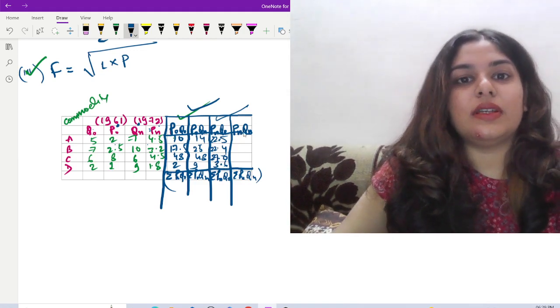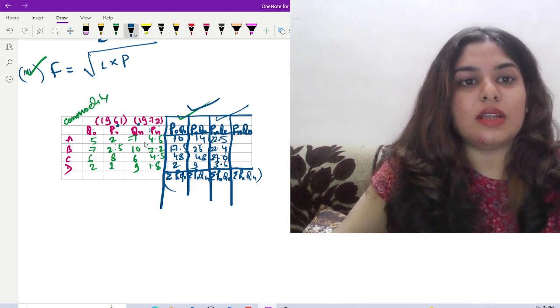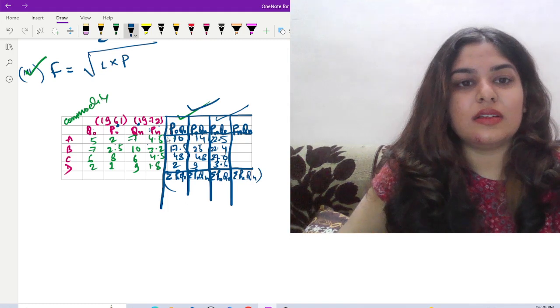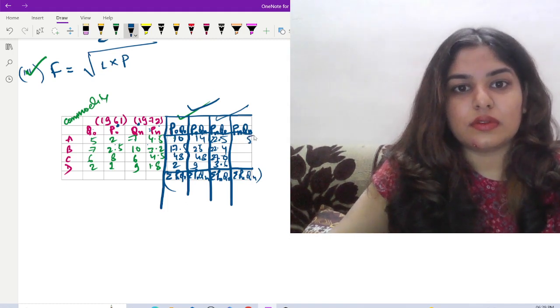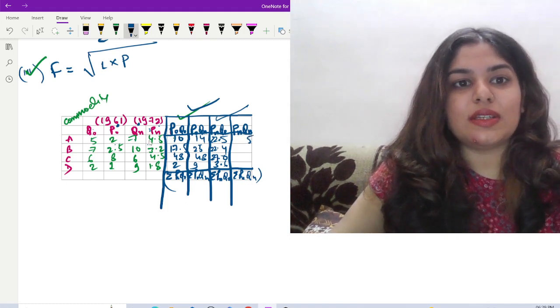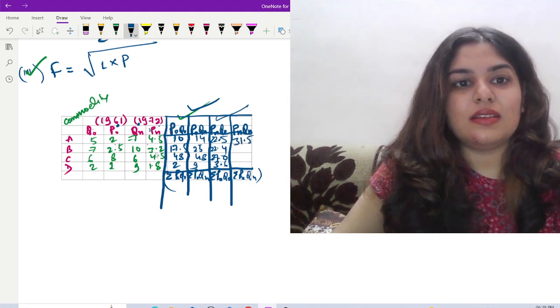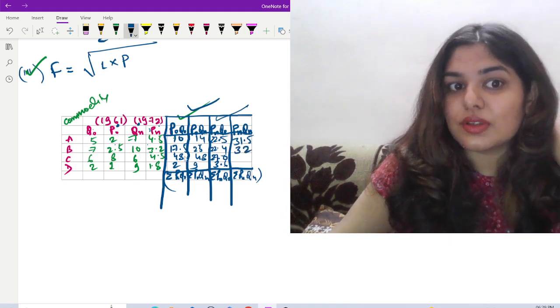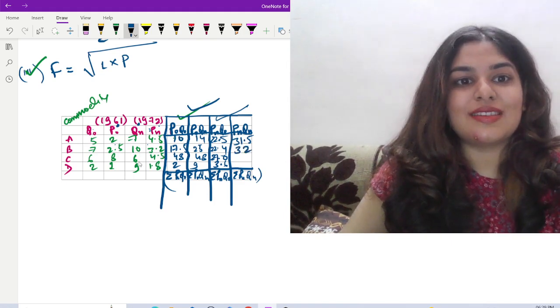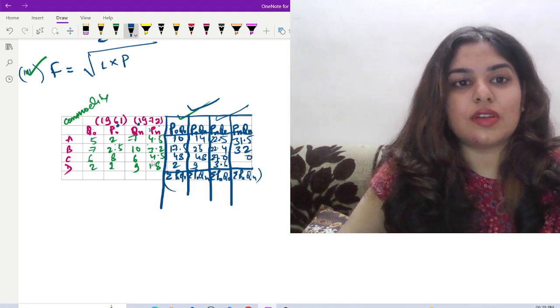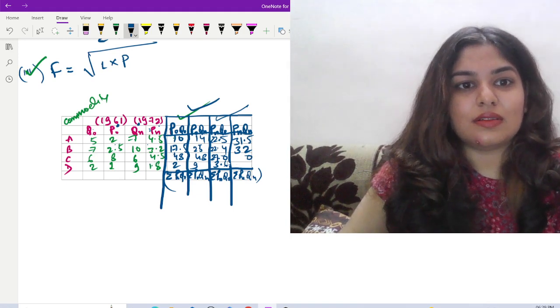And let us calculate the last column, that is PnQn. So the last two columns, that is 7 fives are 35, 7 fours are 28 and 3, 31. Again 3.2 tens are 32. 4.5 into 6, that is 6 fives are 30, 6 fours are 24 and 3, 27.